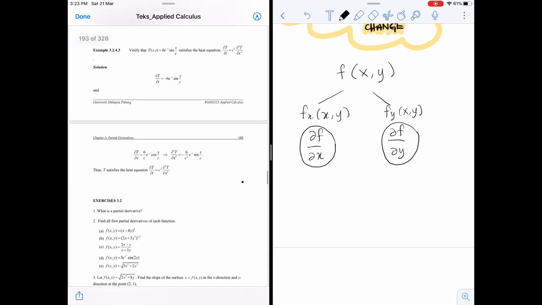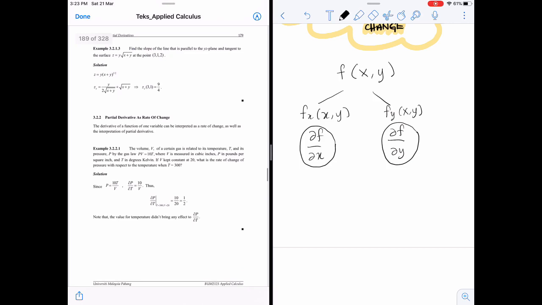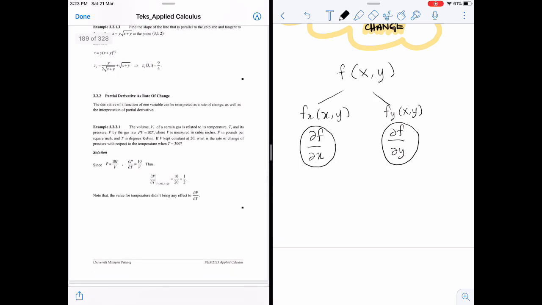Let's see an example 3.2.2.1, where we are given that the volume V of a certain gas is related to its temperature T and its pressure P by the gas law PV equals 10 T. Now we need to find the rate of change of pressure with respect to temperature.